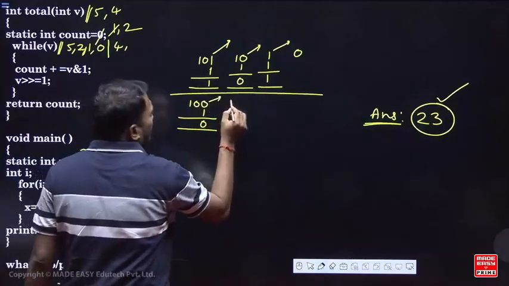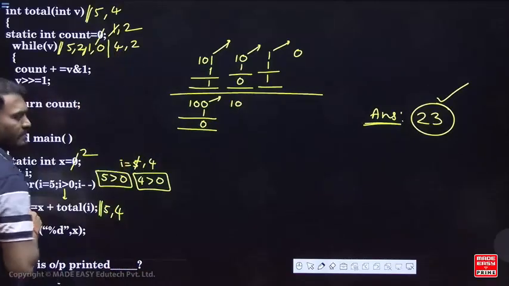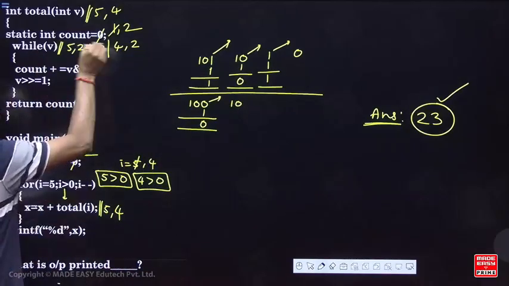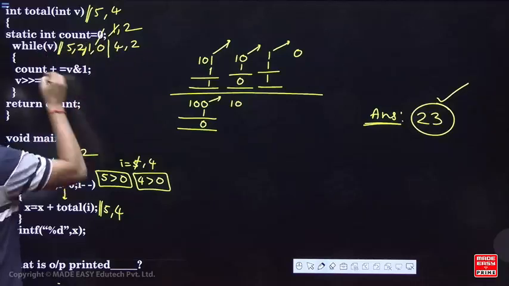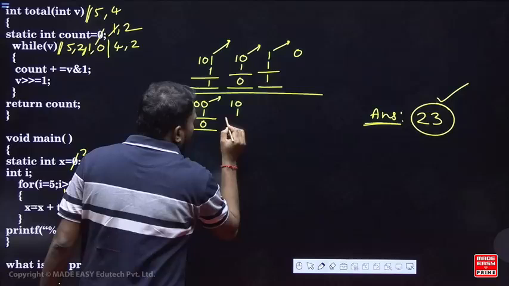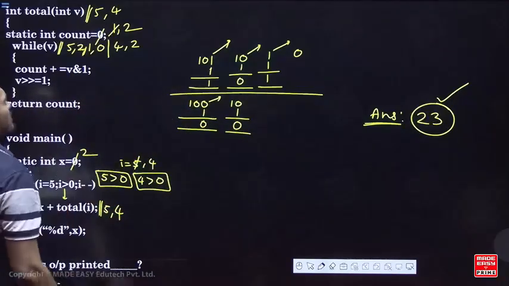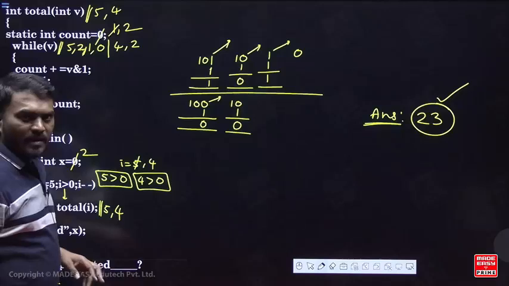So this will be removed. Next time this value becomes 10, which means 2. We passed 2 in the while. While 2 means what? True. True means you go inside. Count equal to count plus V and 1. When you perform the AND operation with 1, that is 0. So 0 will be added to count, so no change in the count.